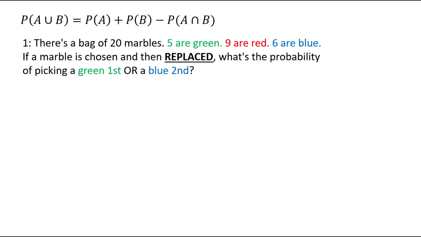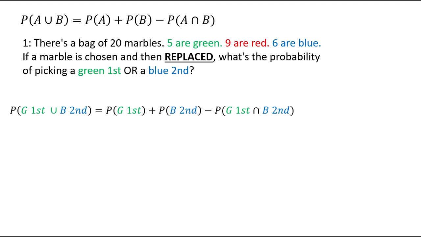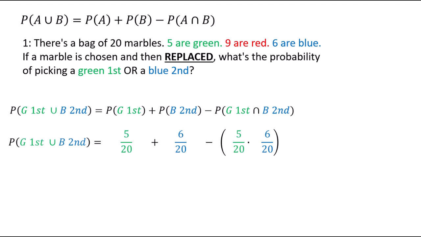We have green marbles, red, and blue, and we're looking for the probability that picking the first marble is green or the second marble picked is blue. Now in this situation, after we pick that first marble, we replace it, meaning we put it back into the bag. And to calculate this, we're going to use our compound probability formula specifically for unions. I'm going to add in all my individual probabilities here so you can see the probability of picking a green one first is 5/20. The probability of picking a blue one second is 6/20.